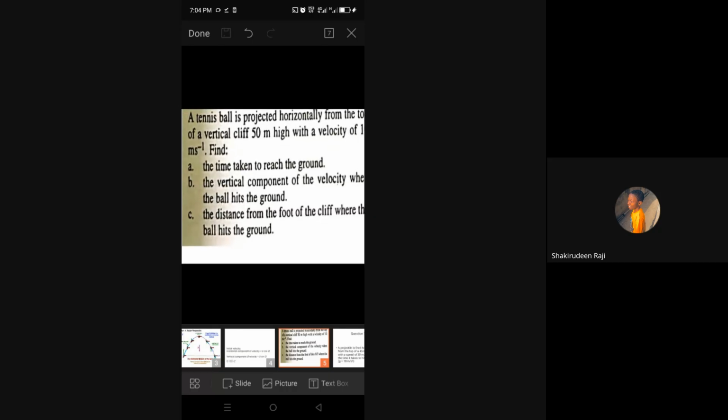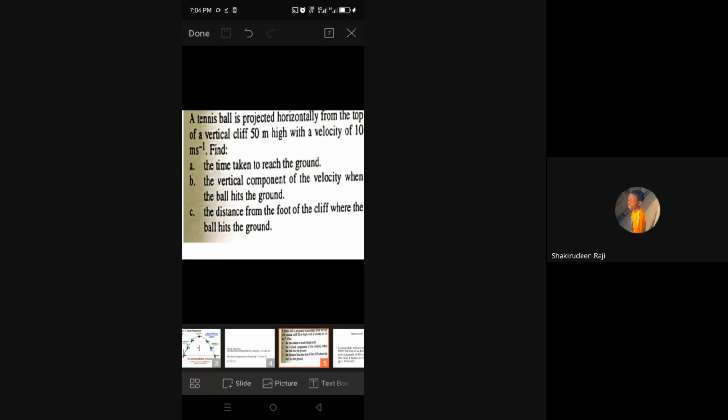Now, look at the question here. When you see a question like this where no angle is involved, just know that you are not dealing with a projectile. So you don't just see a question and rush to use projectile formulas. In physics, once you use the wrong formula, you have scored 0. So we are going to solve this question together now to take you back to some of the things we have done before. It will give you an advantage.